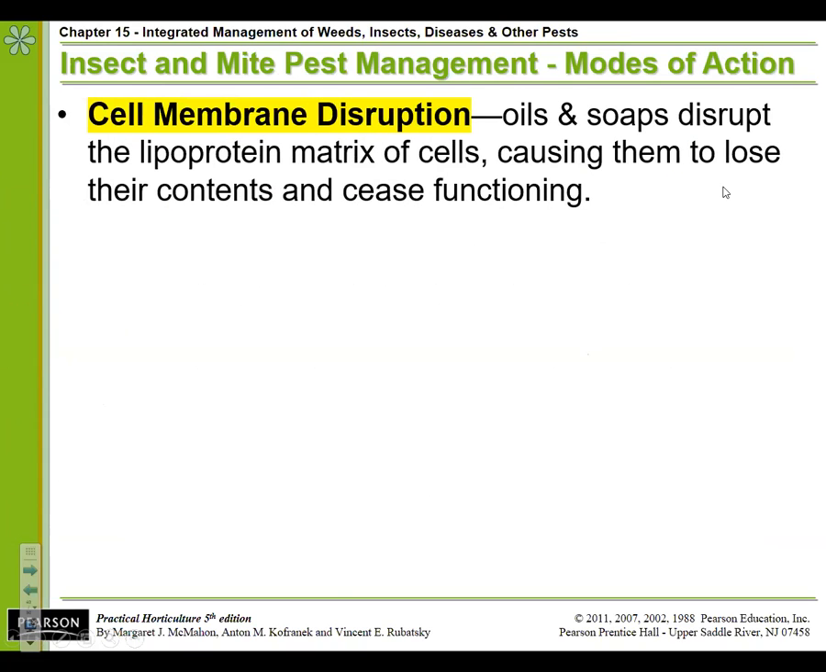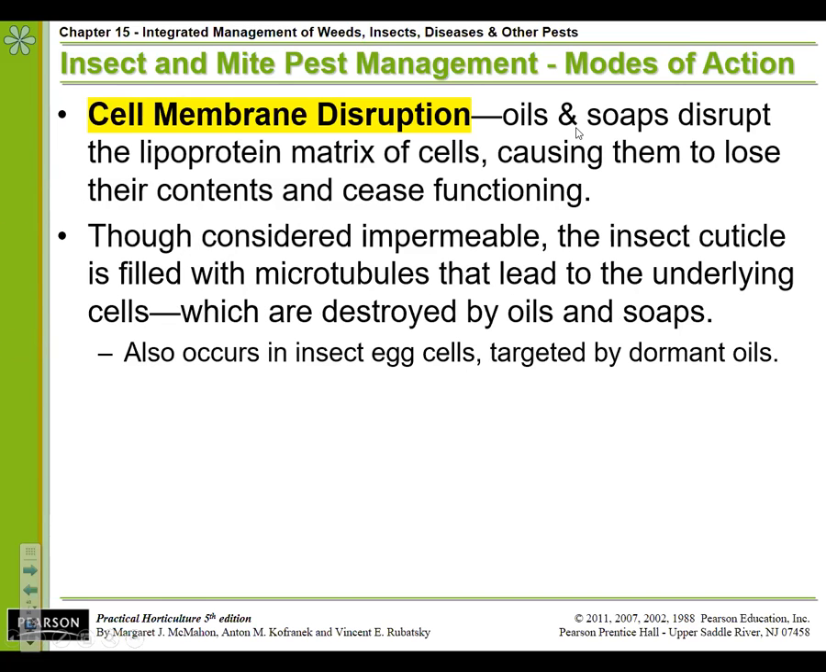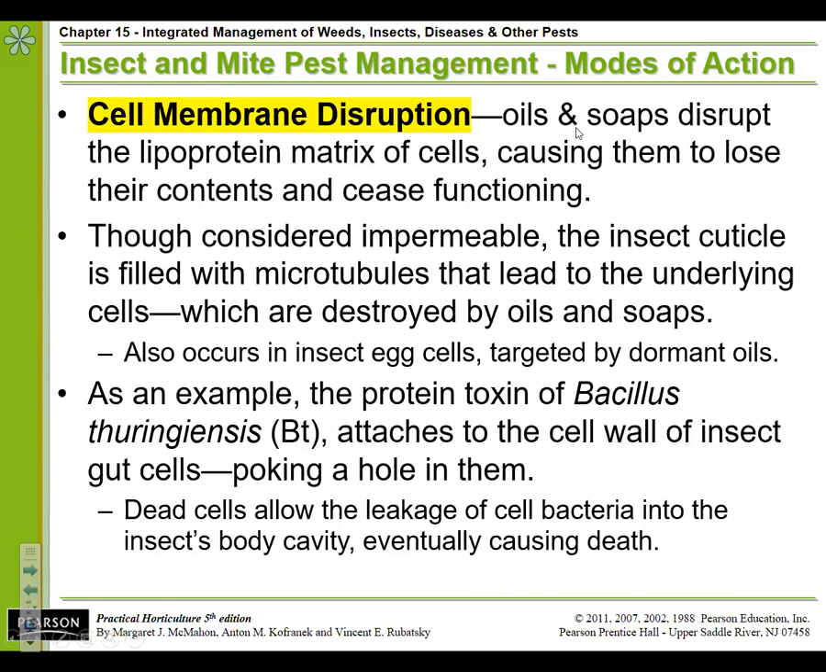We look at the cell membrane disruptors, kind of a similar thing as in the weeds. There are some that are chemical synthetic, and some that are kind of more natural organic versions, such as the oils and soaps, that basically smother them and disrupt the cell membranes, causing them to just basically dry out.